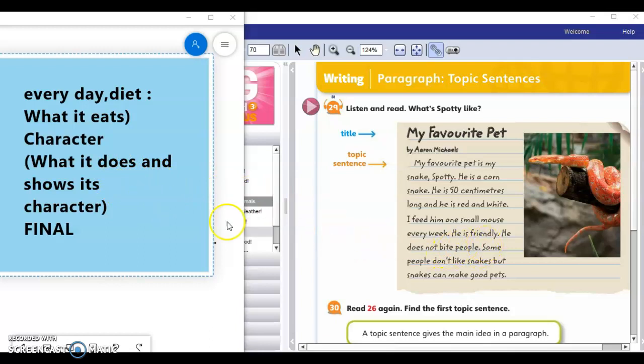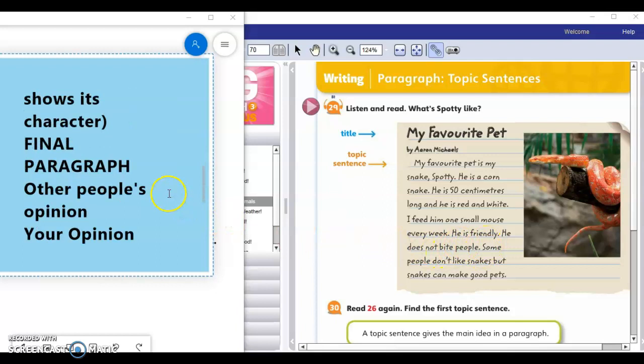There is also a final paragraph. The paragraph that ends our writing. In this paragraph, we usually write our opinion or also other people's opinion, but our opinion must be there. So take a look here. Some people don't like snakes. Is this other people's opinion? It is. But snakes can make good pets. This is the writer's opinion. This is what Aaron believes.